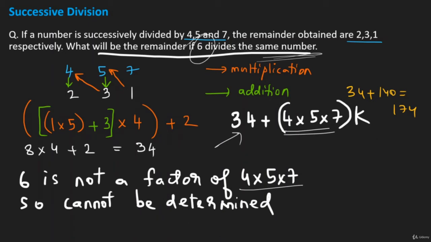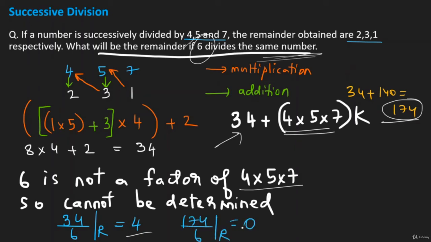34 divided by 6 will give me a remainder of 4, right? Why? Because 6 into 5 is 30 and 30 plus 4 gives me 34. So over here I'm getting a remainder of 4. Now we have seen that the next higher number that satisfies the given condition is 174. Let me do 174 divided by 6. That gives me a remainder of 0, right?